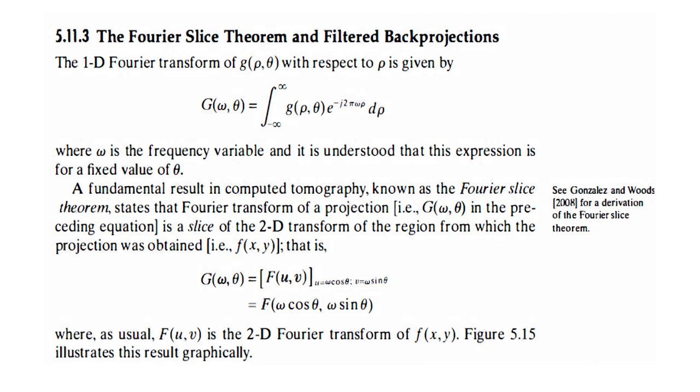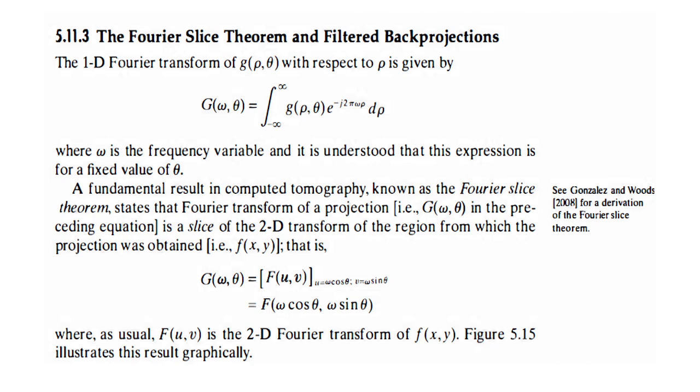This is the first expression, capital G of omega comma theta. This expression is for a fixed value of theta. This is the result in computed tomography, and we call this expression the Fourier slice theorem, which states that the Fourier transform of a projection, capital G of omega comma theta, is a slice of the 2D transform of the region from which the projection was obtained. That is, G of omega comma theta is equal to F of u comma v. This is the 2D Fourier transform that we also know.